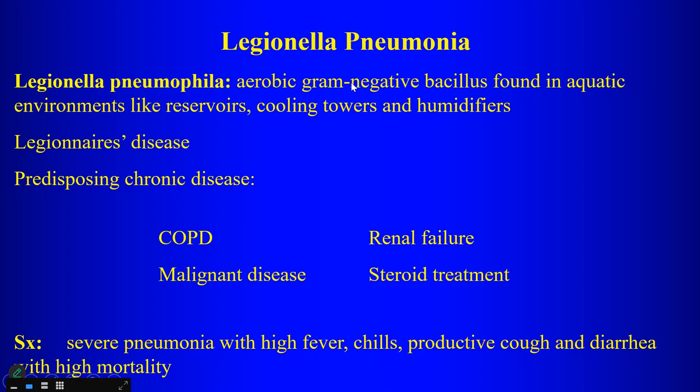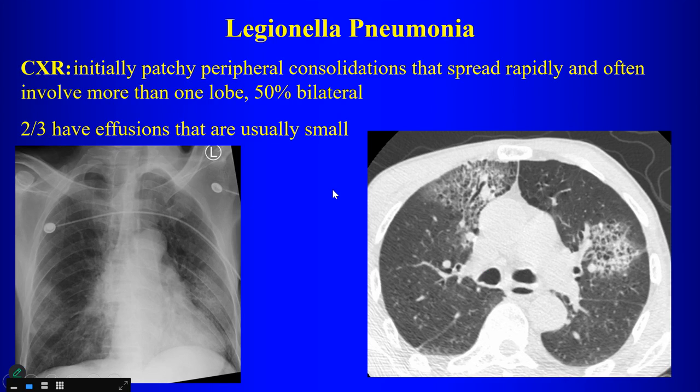Another type of pneumonia that we might see, Legionella pneumonia. These are aerobic gram-negative bacilli found in aquatic environments, reservoirs, cooling towers, humidifiers. Usually patients have some chronic underlying disease, COPD, renal failure, steroid treatment, and this can result in a very severe pneumonia. There's nothing specific about the appearance that would make you say radiologically that it's Legionella pneumonia, but they develop consolidations that can spread rapidly and are often bilateral.